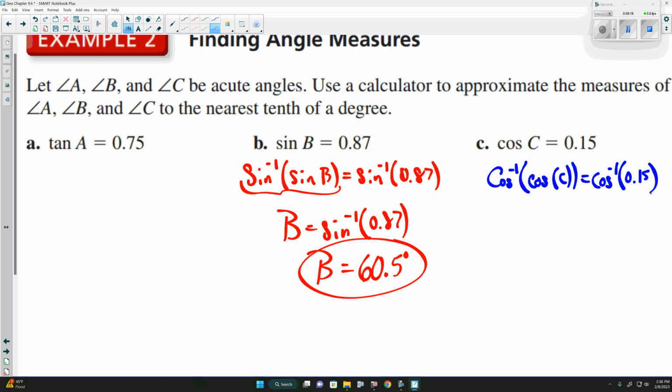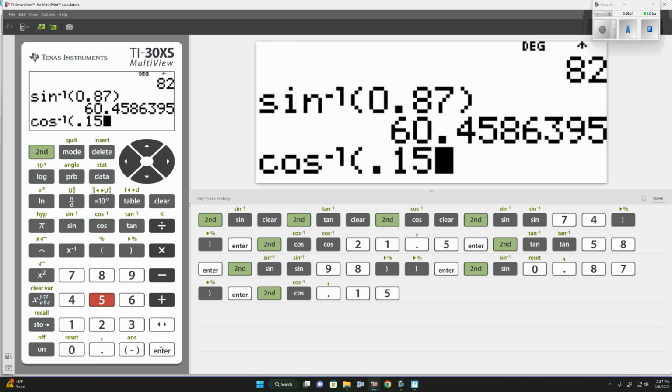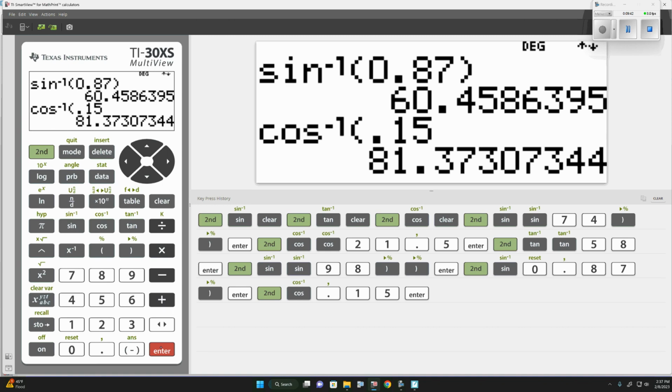And the inverse that we pick is really dependent upon which trigonometric function is being used. We use sine inverse for sine, cosine inverse for cosine, and tangent inverse for tangent. If we plug this in the calculator, second cosine inverse of 0.15, we get 81.4.